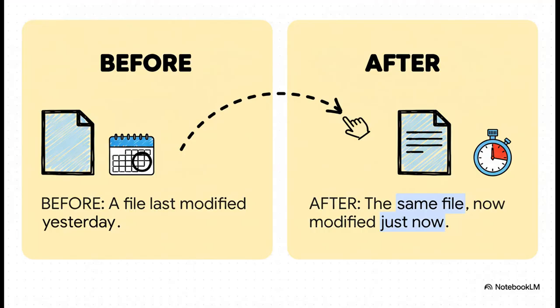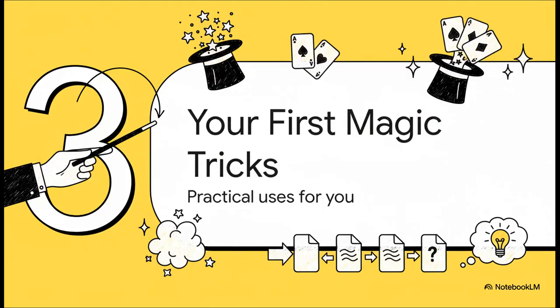So imagine you have a file you last worked on yesterday. If you run touch on that existing file, nothing inside it changes. The content is exactly the same. The only thing that changes is its last modified time, which gets updated to right now, this very second. Okay, so why in the world would you want to do that? Why would you want to pretend a file was just edited? Well, let's look at a few practical little magic tricks you can pull off with this knowledge.